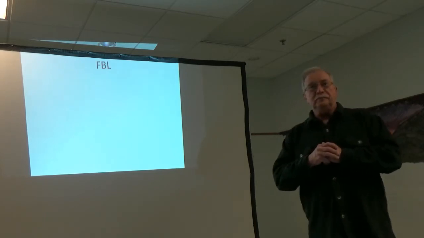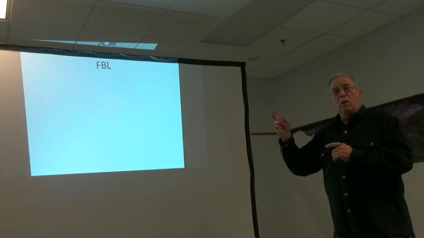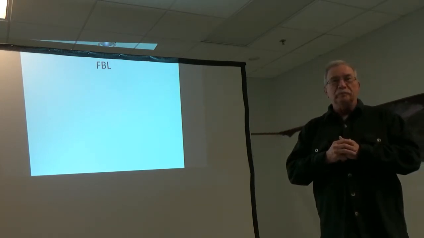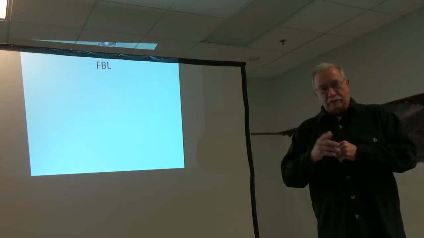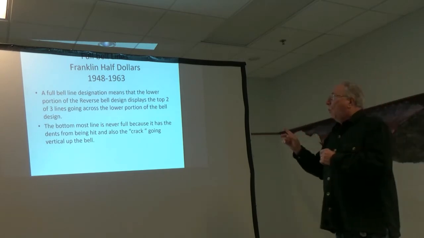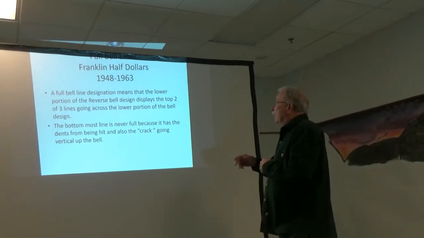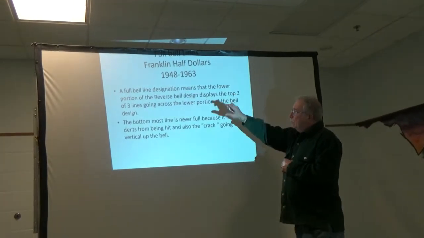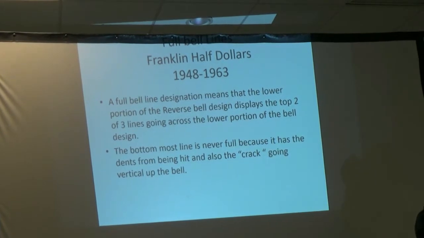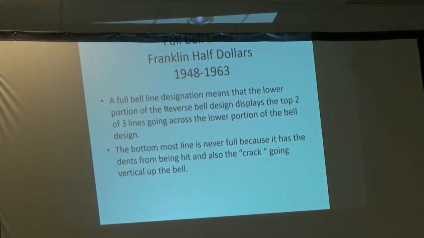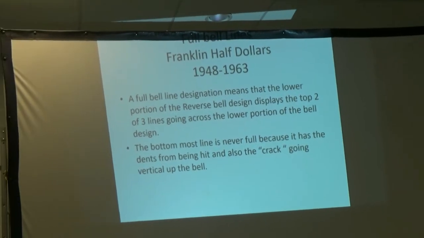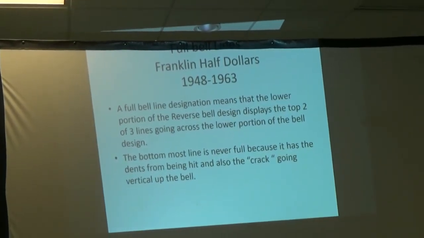FBL. Okay, what type of coin does it belong to? 50-cent piece. Franklin. Okay. All right, now, a lot of people confuse what a full bell line is. There are lines at the top that go through the bell, and then some at the bottom. To have a full designation, those lines have to be pretty crisp and clear. Also, the line at the bottom is broken because of a crack, so you're not going to have a continuous line.